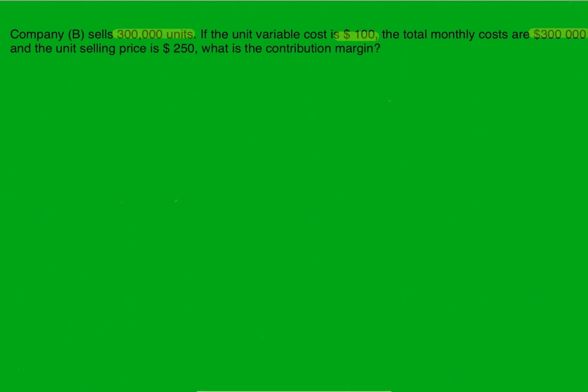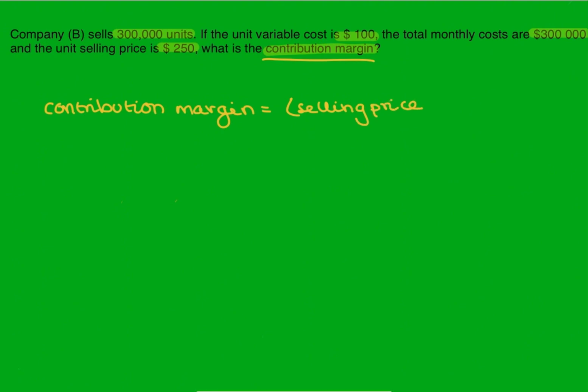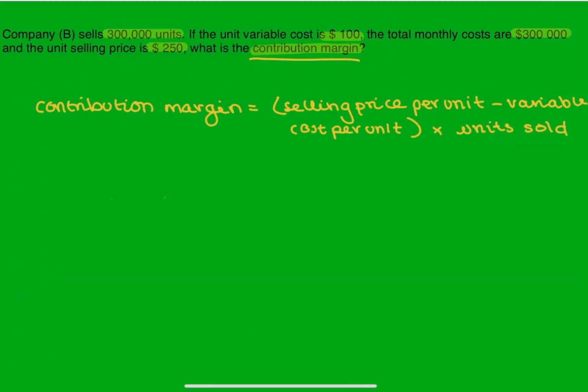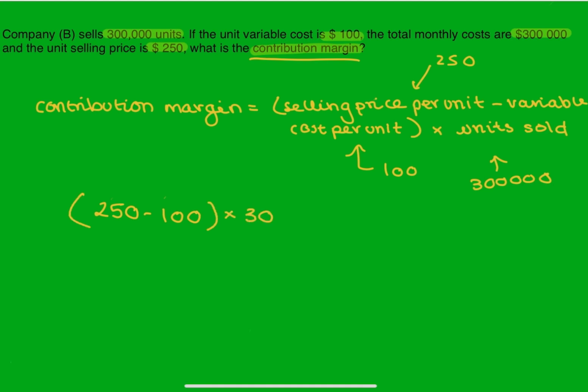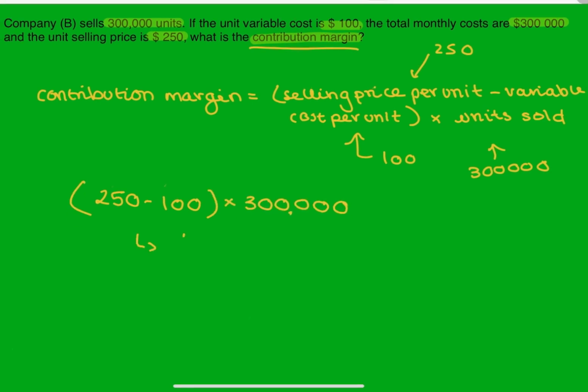Question 17 is new. Company B sells 300,000 units. If the unit's variable cost is 100, the total monthly costs are 300,000, and the unit selling price is 250, what is the contribution margin? Well, the contribution margin is equal to the selling price minus variable cost times units sold. It's also sales minus variable costs. Here we're going to use the first equation: selling price, which is 250, minus our variable cost, which is 100, times our units sold, which is 300,000, which should equal 45 million.